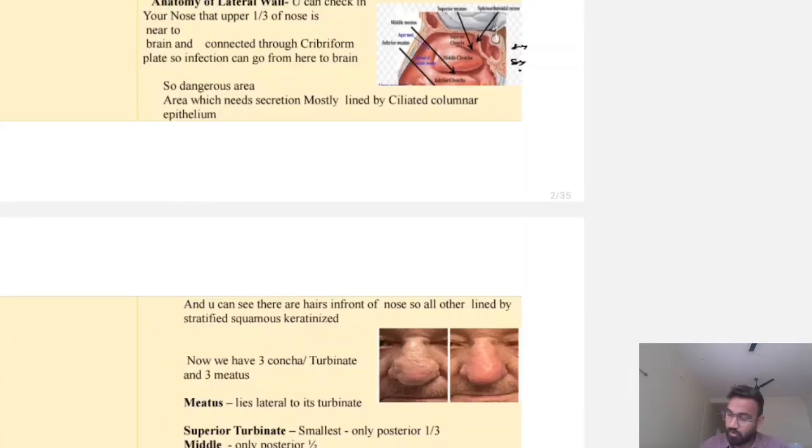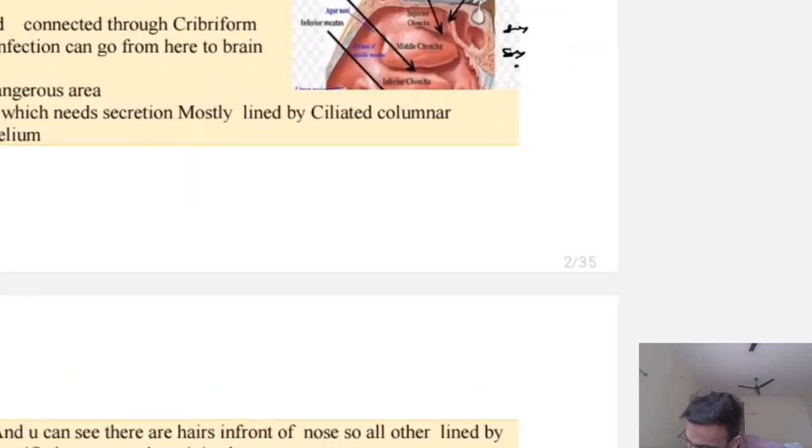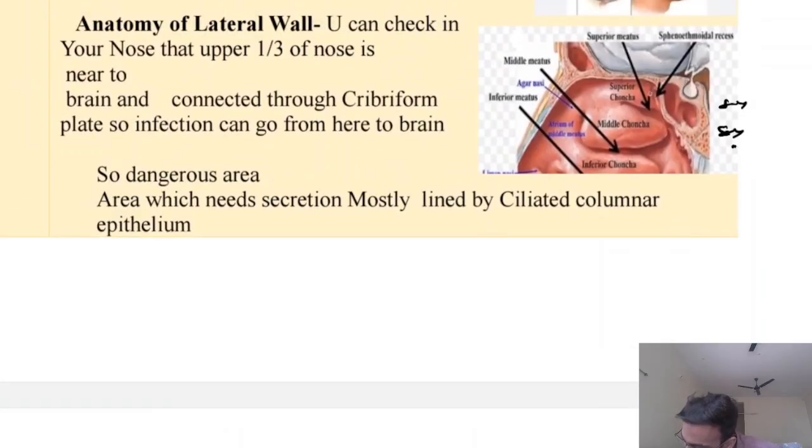So, anatomy of lateral wall of nose. You can see this is superior concha, this is middle concha, this is inferior concha. And near to the concha, that is turbinates. These are the superior turbinate, middle turbinate, and inferior turbinate. And you can see upper third of nose.